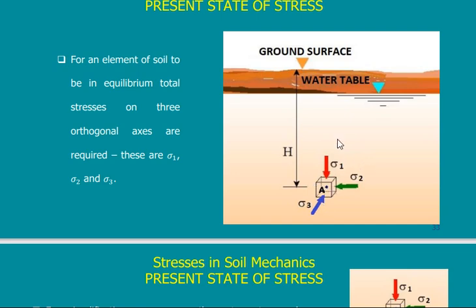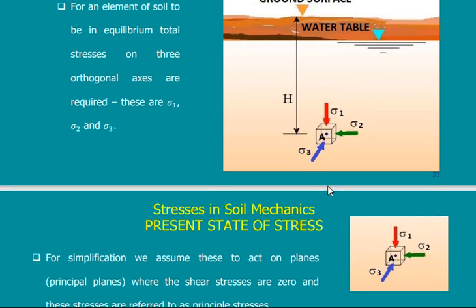It will bulge all over the sides of this cube. So if I squeeze this point A with sigma 1, then I will have other stresses, sigma 2 and sigma 3, and in many cases sigma 2 and sigma 3 are the same. They are equal, unless the soil is what we call anisotropic, which means that it does not have the same stresses in each direction. It differs as a soil. So these are sigma 1, sigma 2, and sigma 3.